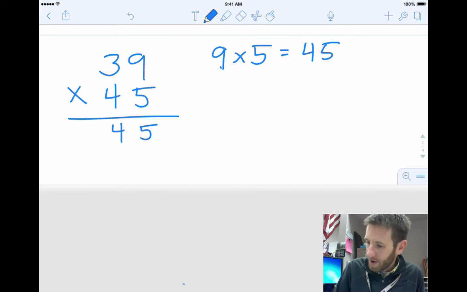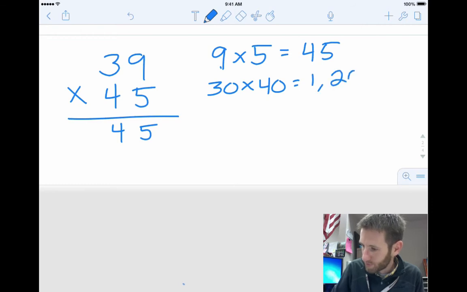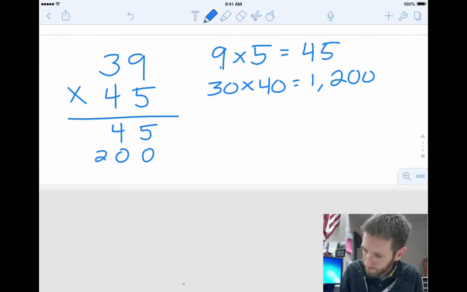And then I'll go ahead and I'll multiply the tens place times the tens place, which in this case is the 3 and the 4. And I know that 30 times 40 equals 1,200. I don't know what's going on with my pen today.